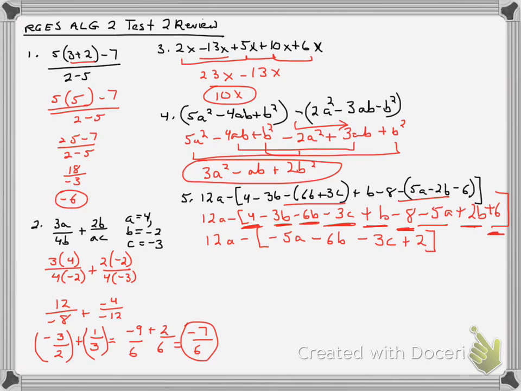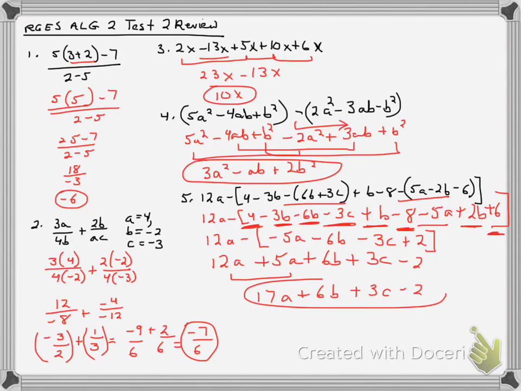So now I'll distribute my negative sign. That minus a negative is a plus. Minus a negative is a plus. Minus a negative is a plus. Minus a positive is a negative. Okay, need to gather up a little bit more here. This will be 17a plus 6b plus 3c minus 2. So, laborious, but the basic concepts are pretty straightforward. Let's go to the next page.